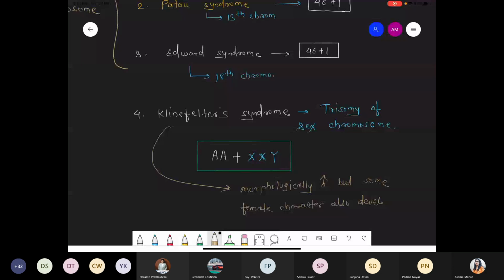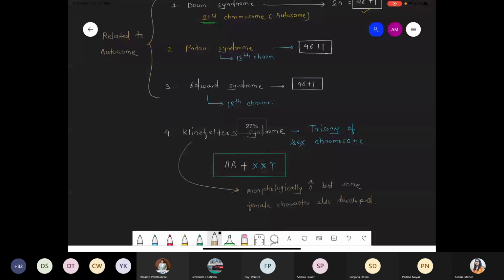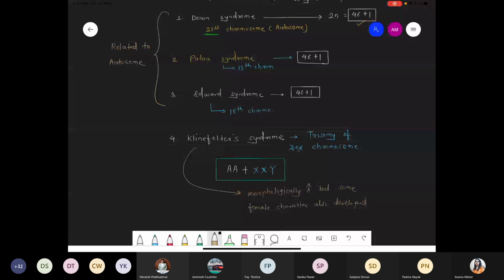It is simple, Edwards syndrome is the 18th chromosome. There is already an addition of one copy of the 18th chromosome. That's it. So Down syndrome, Patau syndrome, Edwards syndrome are related to autosomal diseases. That is trisomy: Down is the 21st chromosome, Patau the 13th, and Edwards the 18th. Klinefelter syndrome is related to the sex chromosome, having the genotype autosomes plus XXY. Phenotypically male, but some female characters also get developed. We will talk in detail later about the exact symptoms of Klinefelter.